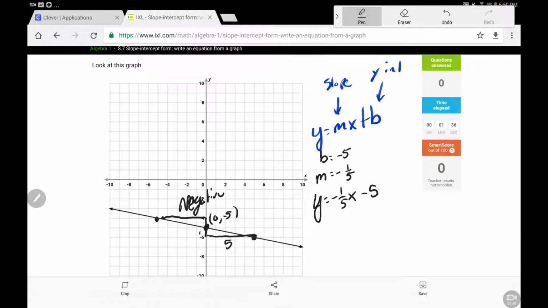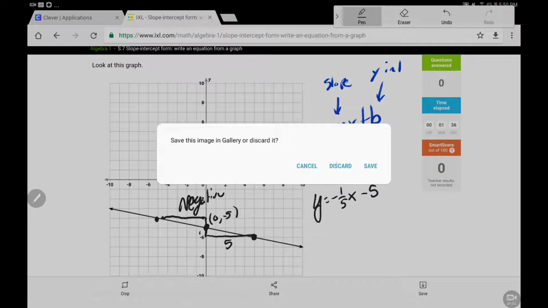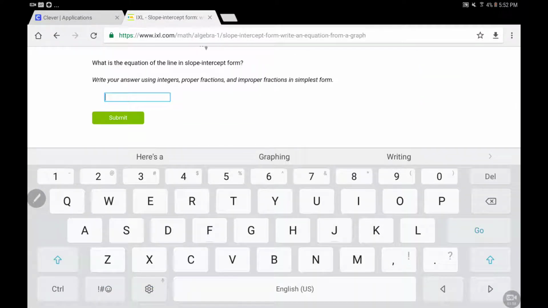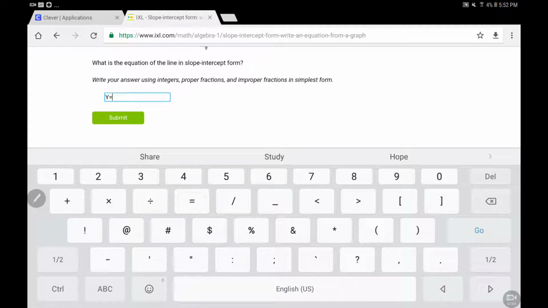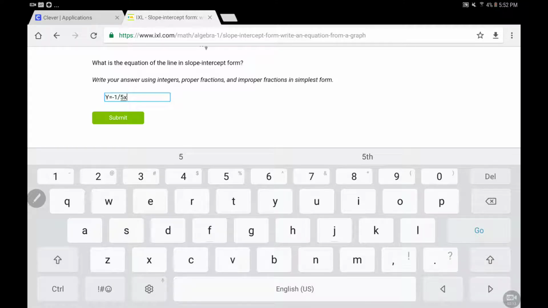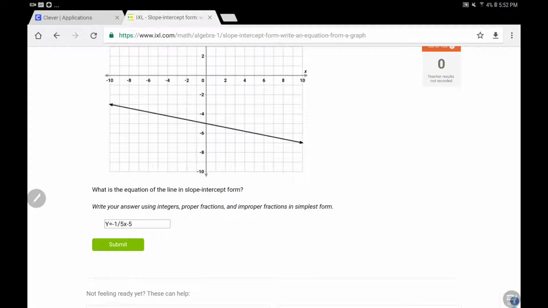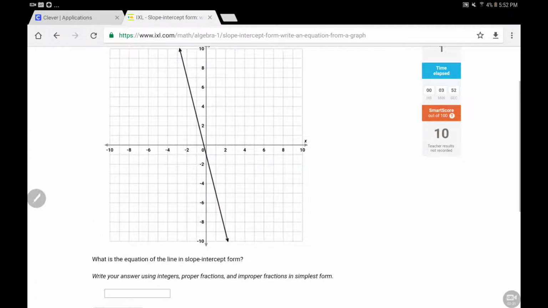So what you do is just put that in. Y equals -1/5x minus 5. Let's see, it's going to take a second to do this part. That's it. So we got down 1 over 5x, and then we can submit. And that was correct.